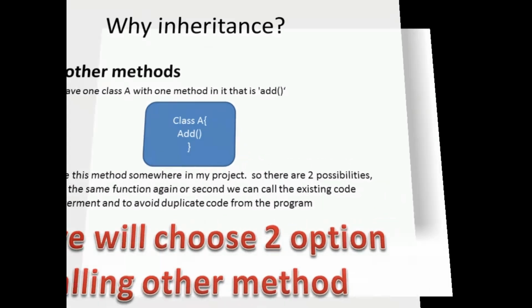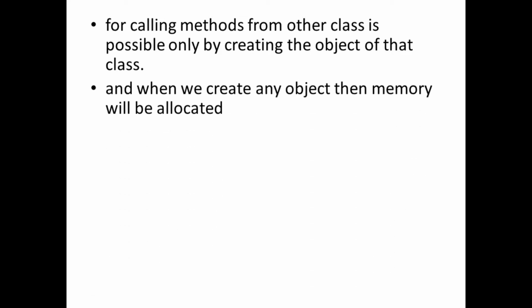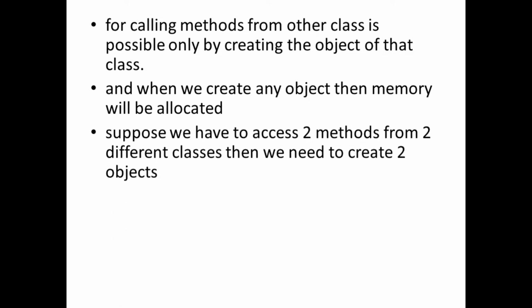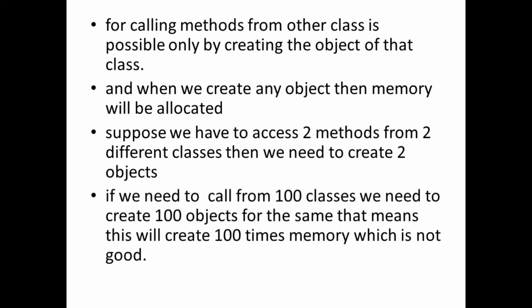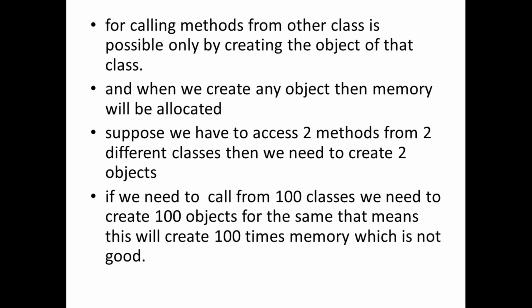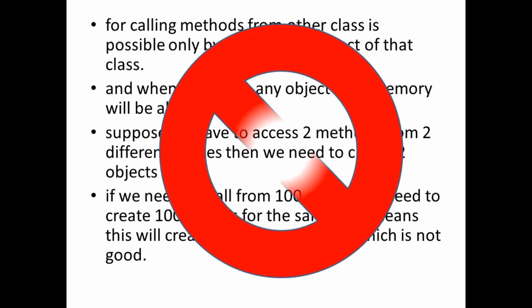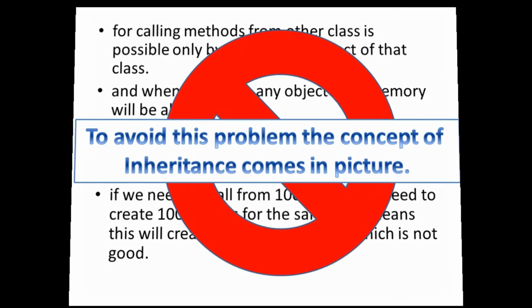Calling methods from other classes is possible only by creating the object of that class, and when we create any object, memory will be allocated. So let's suppose we have two classes and we have to access methods from two different classes, then we need to create two objects for that. So if we need to call from 100 classes, we need to create 100 objects for the same. That means we will create 100 times of memory, which is not good for our program or our code. So to avoid this kind of problem, we have the inheritance concept. So this is the way we can avoid this kind of problems.